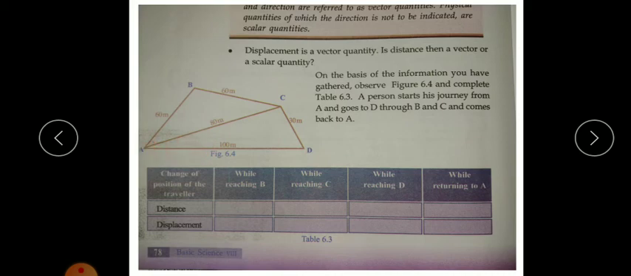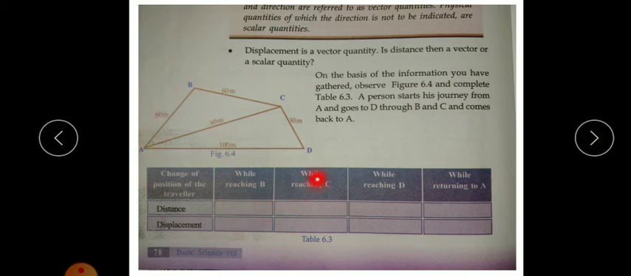In this case, you have to find the distance and displacement. So while reaching the point B, what is his distance? How much? 60 meter. And what about displacement? It is also 60 meter, is it? So distance and displacement in this case is 60 meter.